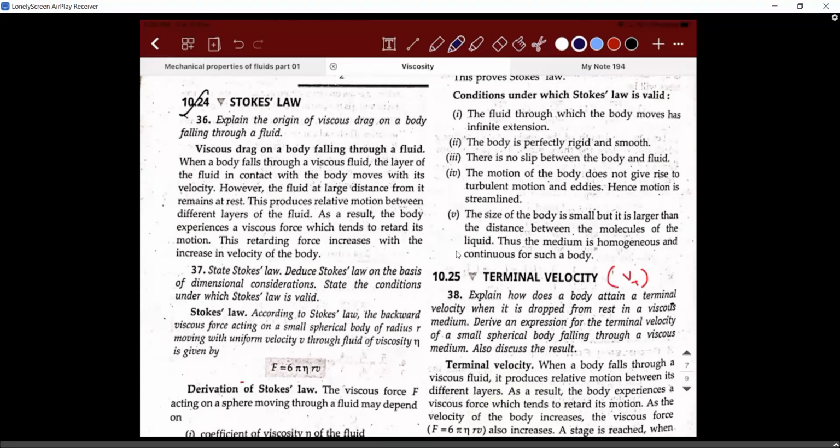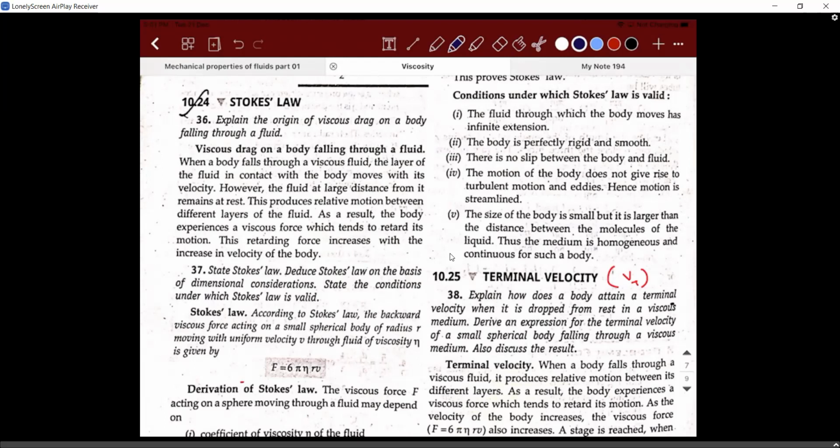When an object falls through a viscous fluid, the layer of the fluid in contact with the body moves with its velocity. Why will it happen? Because the solid will try to push the layers of the liquid beside it with its own velocity, like how we spoke about a fixed surface yesterday. The fluid at a larger distance remains at rest, because the solid can only disturb the liquid it is in contact with.